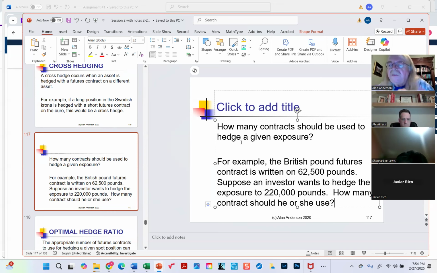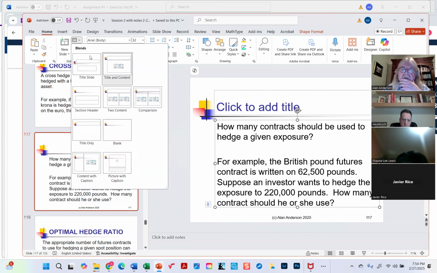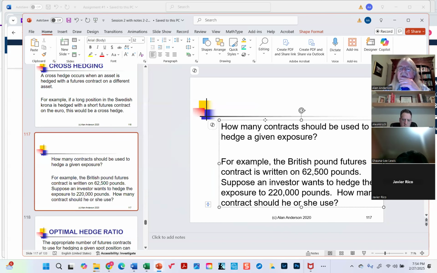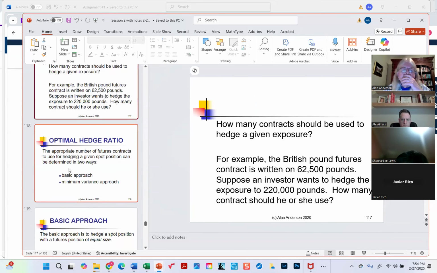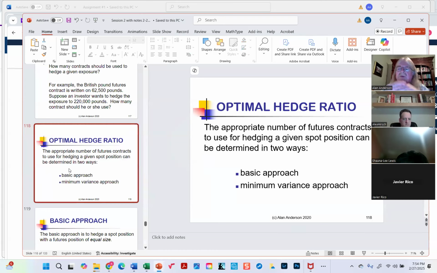Now, with the forward contract, you don't have to even think about it. You just get into a contract on 220,000 pounds. It's easy. Here, you don't have that option. You've got to pick 62,500 at a time. So what we can do is describe what's called an optimal hedge ratio, whose purpose is to tell us the precise number of futures contracts we should use to hedge a given exposure. Now, this one again involves a certain amount of statistics, but we'll discuss it as we go along.